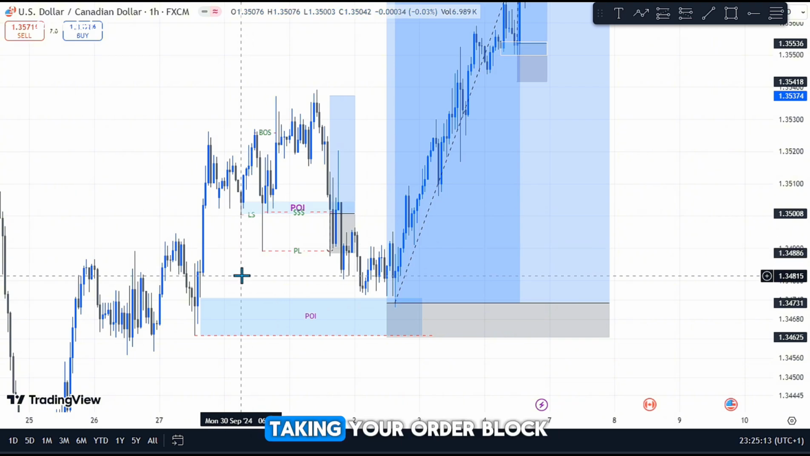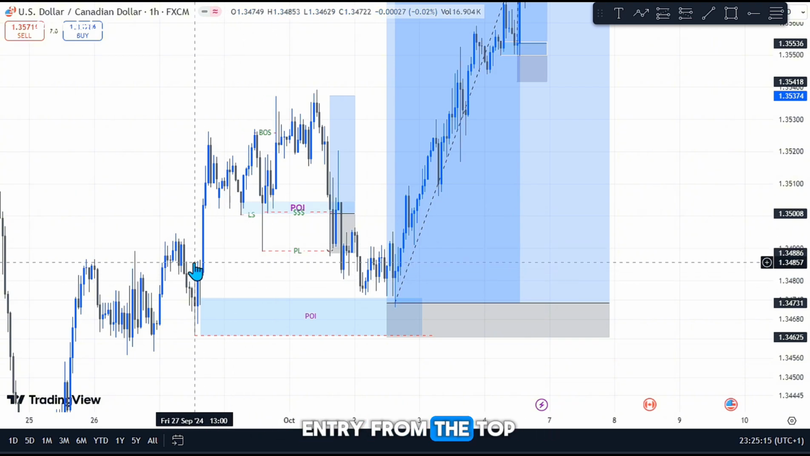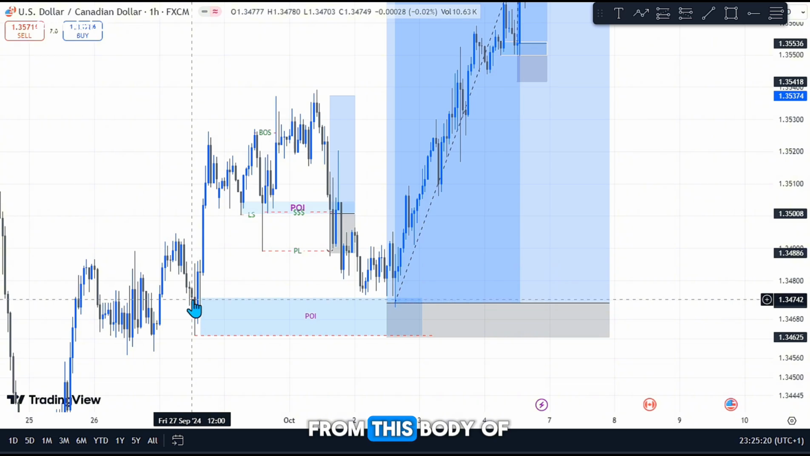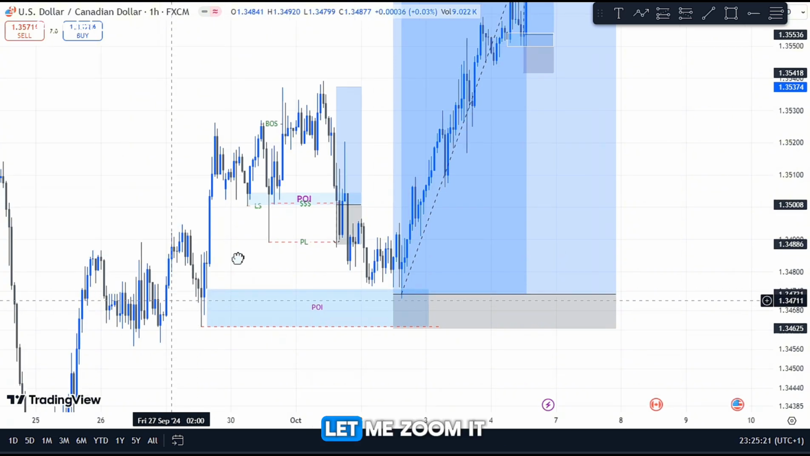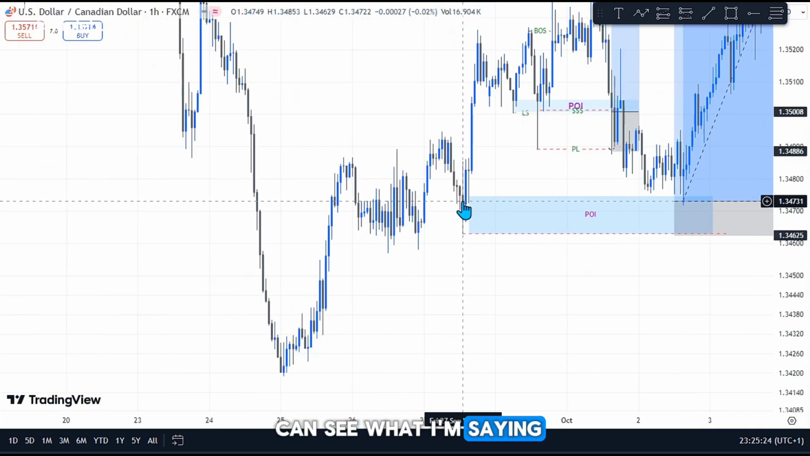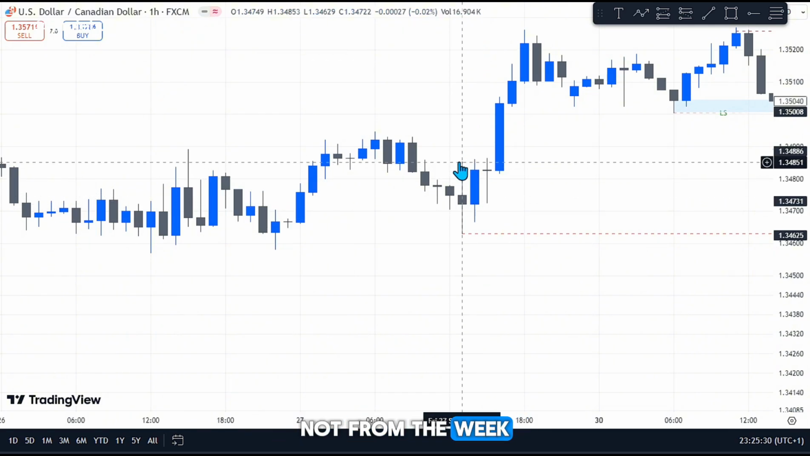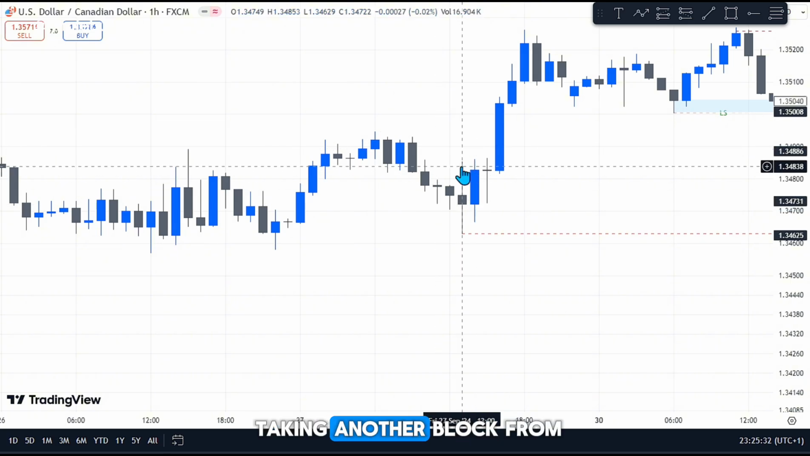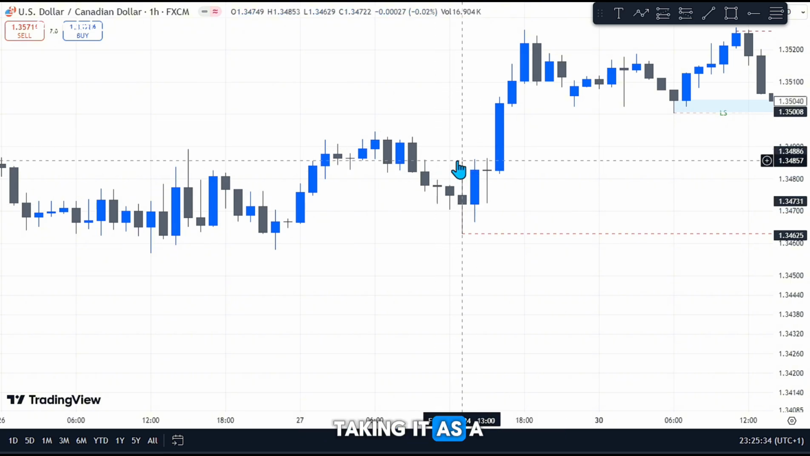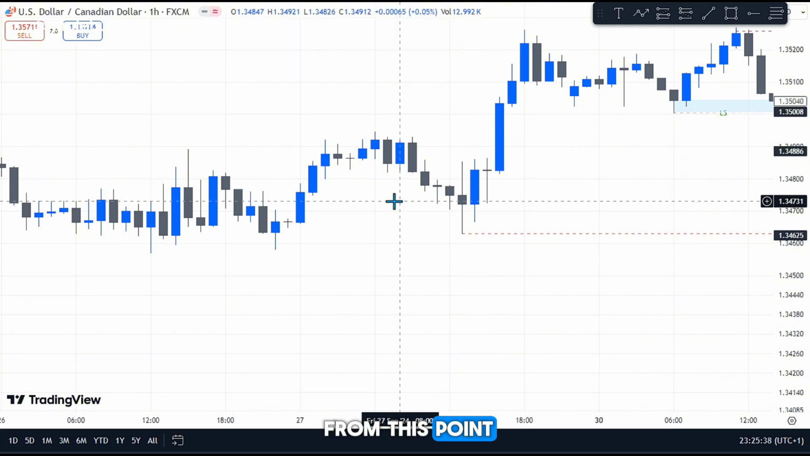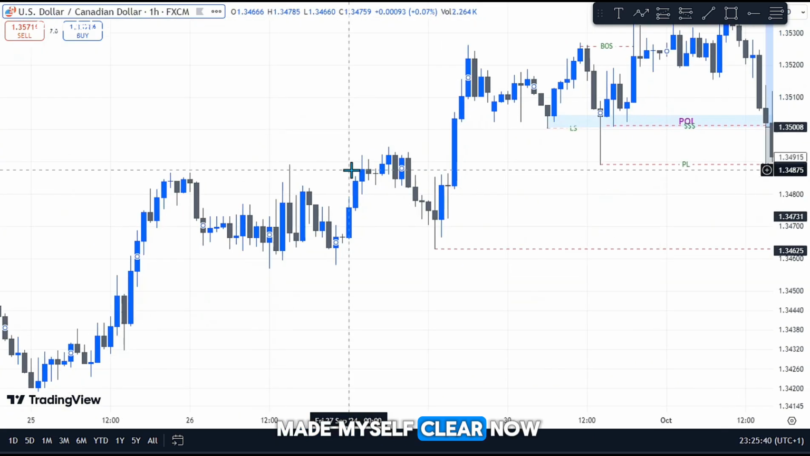And normally when you're taking your order blocks, you don't take your entry from the top, from the wicks at the top. You take the entry from this body of the candle. Let me zoom it out so that you can see what I'm saying. You always take your entry from this body of the candle, not from the wick. If you see anybody taking an order block from the wick, then the person is taking it as a supply area and not an order block. Order blocks are usually taken from this point. Okay, I hope I've made myself clear.